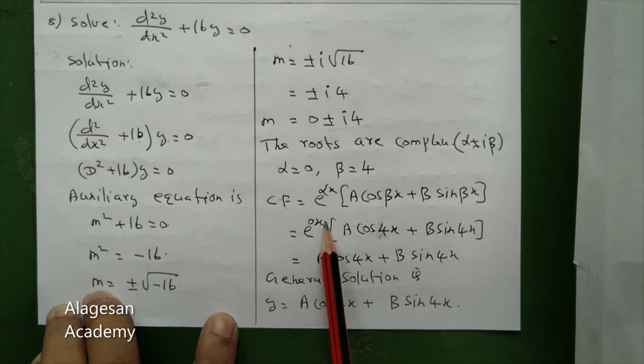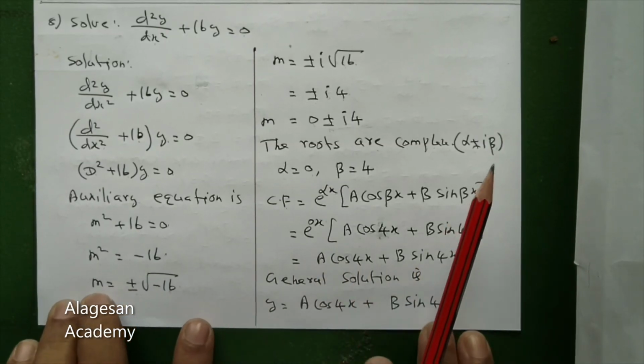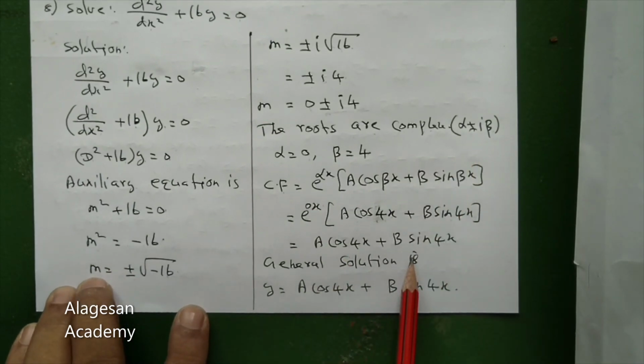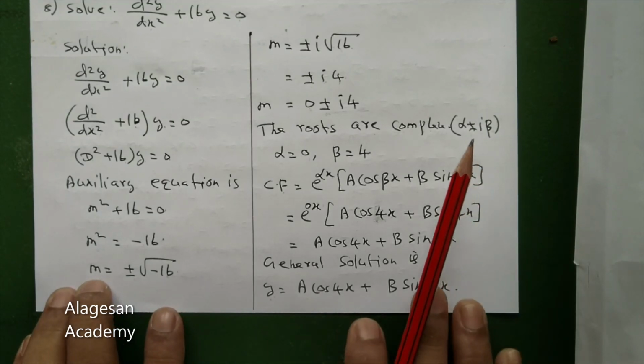E power 0x is e power 0. E power 0 is 1. Okay? So, we just get a cos 4x plus b sin 4x. This is CF. Next, general solution. Y is equal to CF. That is, y is equal to a cos 4x plus b sin 4x. That's all. Can you understand this problem? Okay.